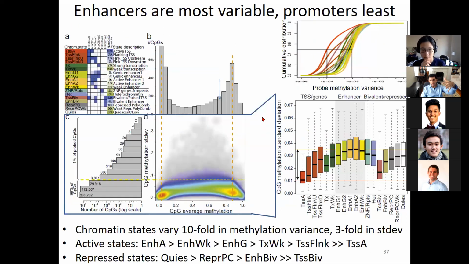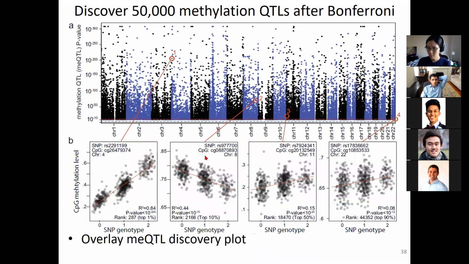Okay, so now we understand the global properties of this variation. Basically, number one, what is the high versus low distribution? And number two, what is the distribution of variability? We can now start asking, how do we discover these methylation QTLs? So here are some examples.